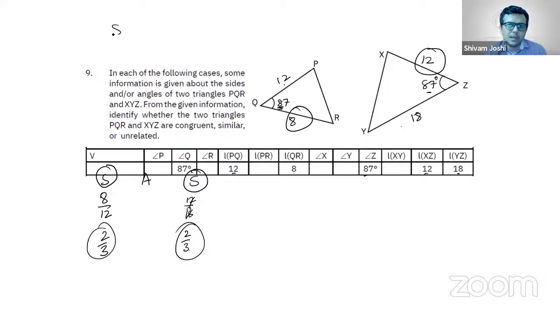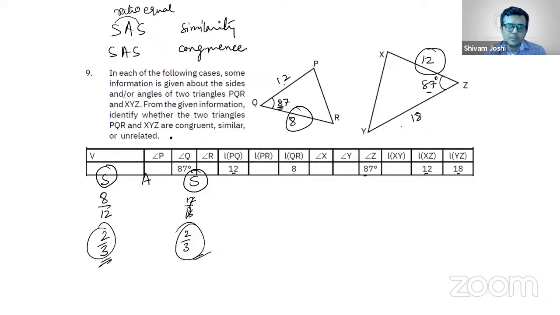Now we might be saying, how is SAS similarity different from an SAS congruence? Okay, just in case you have this question, in SAS similarity, these ratios are equal. I'm not saying that the sides are equal. The ratios are equal, as you can see, 2 by 3, 2 by 3, right? If you have an SAS congruence, then the sides themselves will be equal. So this is the difference. At one place, we are having the ratios equal. At the other place, we are having the sides themselves, which are equal.